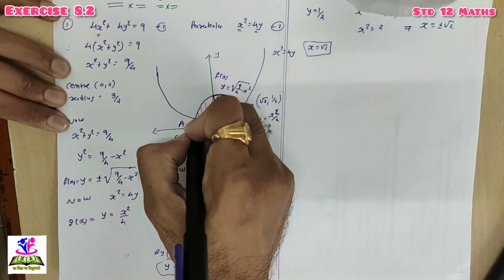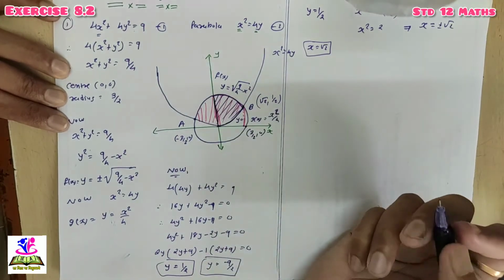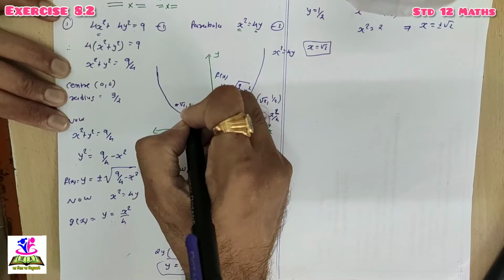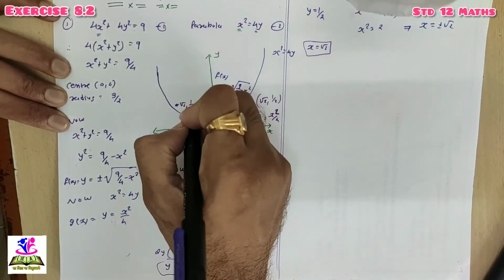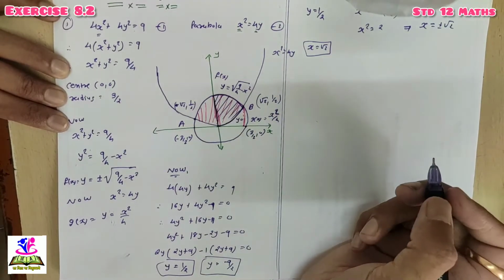And also you can write the coordinates of this point A. So minus x and plus y: it's minus root 2 and y is 1 by 2. Done? These are the coordinates.